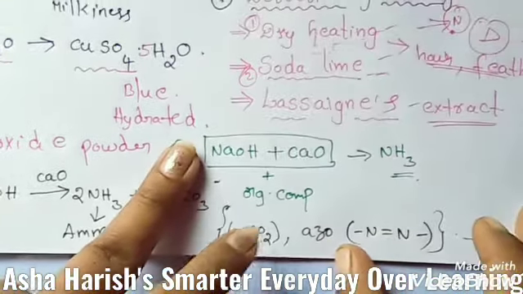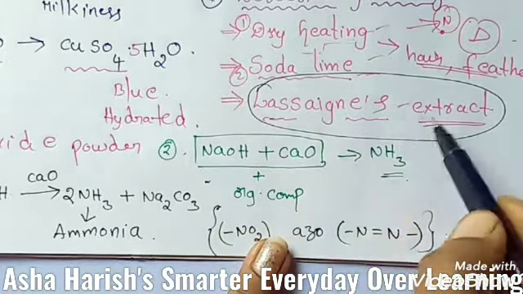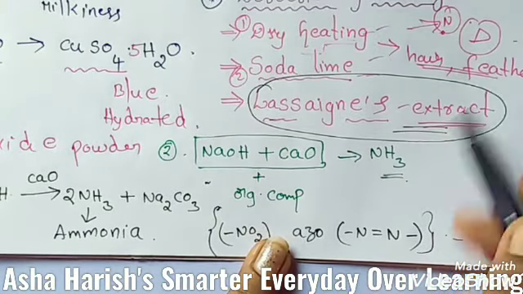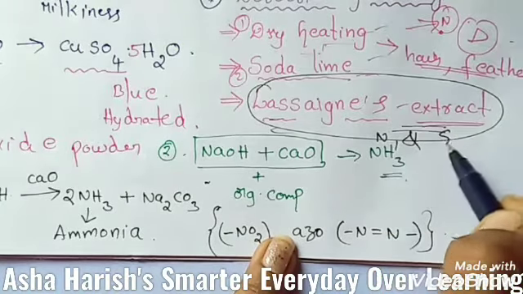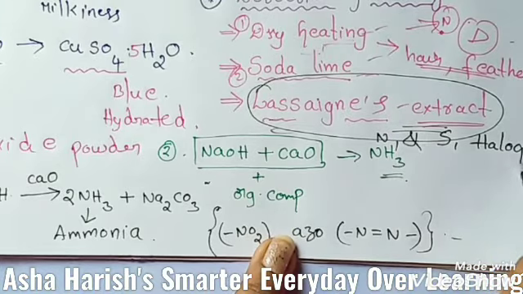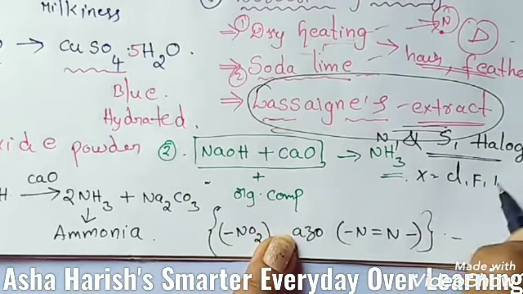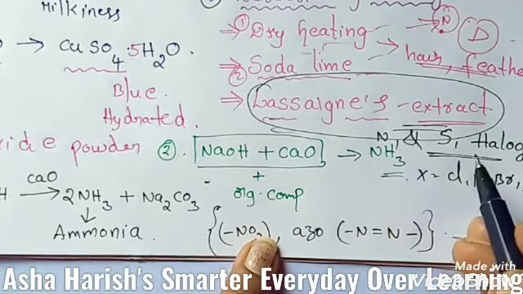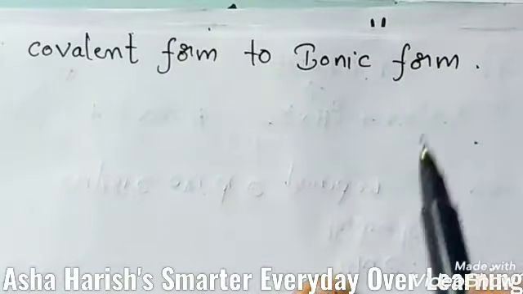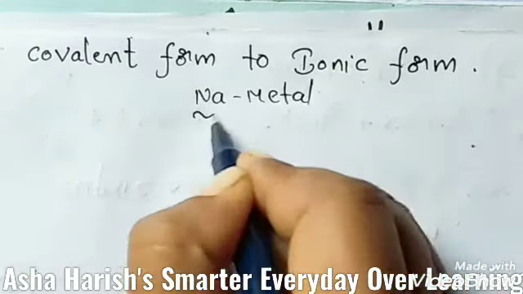Now let's see the third type. Here we have Lassaigne's extract and Lassaigne's test, and for this you have to prepare Lassaigne's extract. This is the most reliable test for detecting nitrogen, sulfur and some halogens in an organic compound. Halogens are, as you know very well, chlorine, fluorine, bromine and iodine. In this test, the elements present in the organic compound are converted from covalent form to ionic form by fusing the compound with sodium metal. Here you can use the metal sodium.